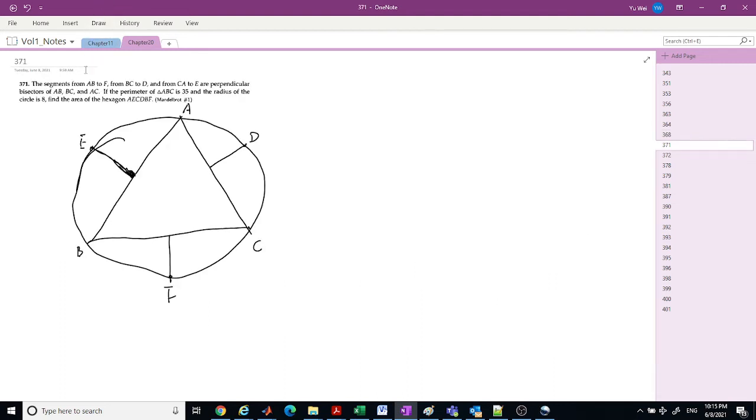Next problem is the segment. We have a circumcircle.